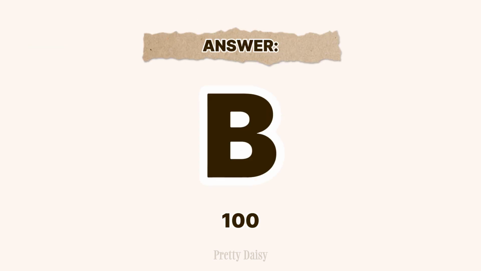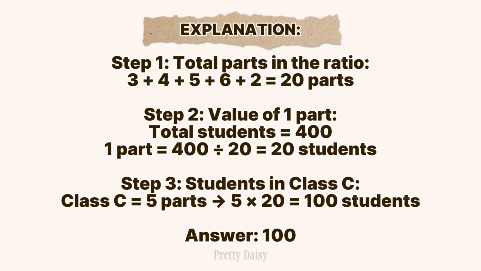Answer: B. 100. Step 1. Total parts in the ratio. 3 plus 4 plus 5 plus 6 plus 2 equals 20 parts. Step 2. Value of one part. Total students equals 400. One part equals 400 divided by 20 equals 20 students. Step 3. Students in Class C. Class C equals 5 parts, gives 5 times 20 equals 100 students.